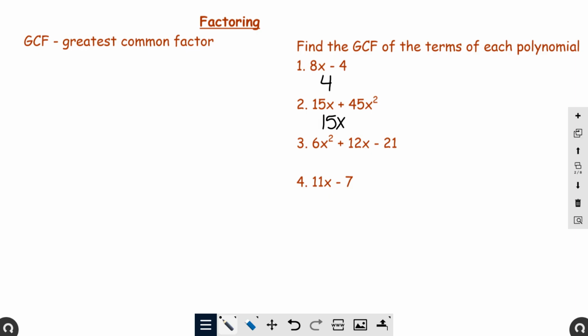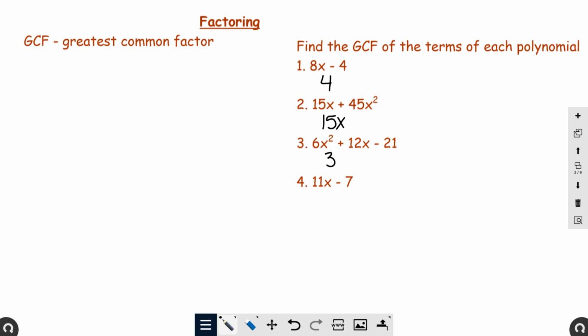Problem 3 says 6x squared plus 12x minus 21. Let's start with the numbers. Now, when you have a trinomial with 3 terms, you have to look at all 3 terms to figure out the GCF. So what goes into 6, 12, and 21? 3. 3 is the greatest common factor. Can I say 3x here? Very good. We cannot say x because 21 does not have a variable with it, so we can't say x.